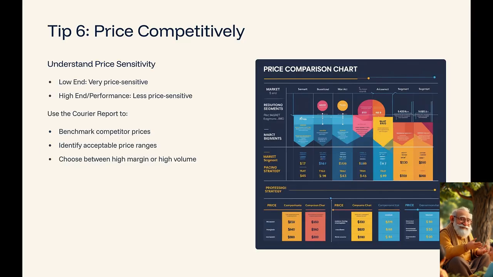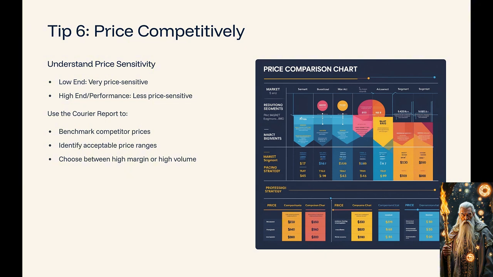Low-end customers are very price-sensitive, high-end and performance customers are less price-sensitive, but still care. Use the price section of the Courier report to benchmark the price of all competitors, identify the price range accepted in each segment, decide whether to go for a high-margin or high-volume strategy. Remember, if your product is not positioned well, no matter how low the price is, it still won't sell.